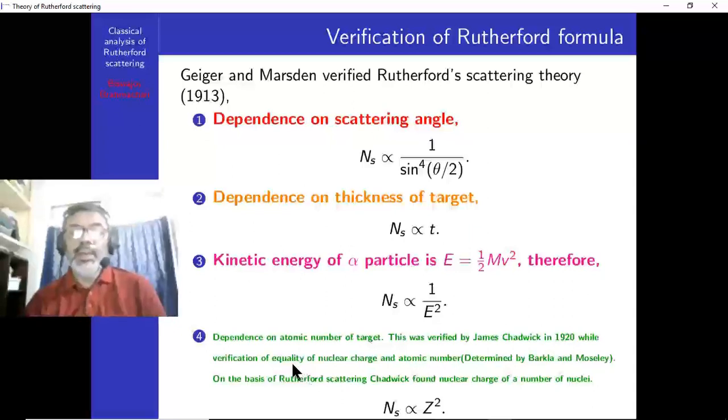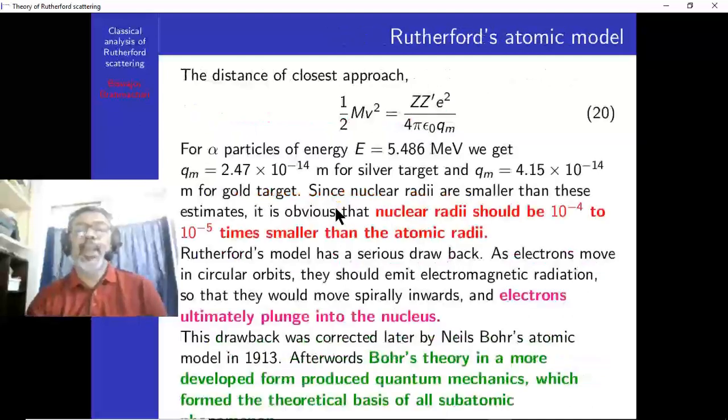In his work, using the Rutherford scattering, he verified the relation that nuclear charge is equal to atomic number. That means using the Rutherford scattering formula, he arrived at a relation which is true, and he did it for a number of nuclei. In that way, Chadwick verified this relation, ns is proportional to z square. That means all four of these relations are now verified, and the Rutherford scattering formula is very well established.